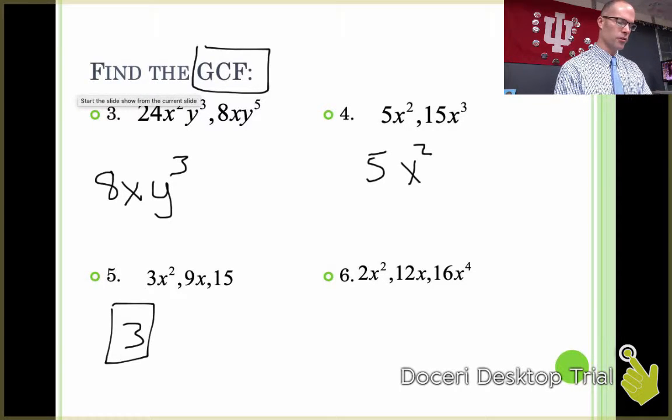And number 6, we have a 2, 12, and 16, so I can take a 2 out. I have an x squared, an x, and an x to the fourth. The largest x I can take out is that x to the first right here.